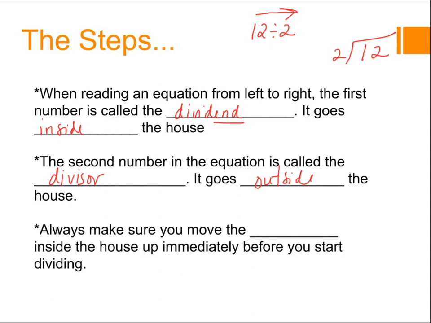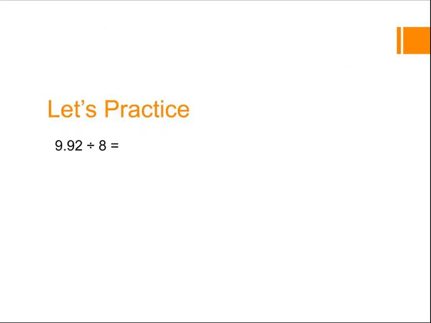When you begin your division, it's super important that you always move the decimal point that is inside of the house up into your quotient immediately before you start dividing. Neatness is really going to matter when it comes to this type of division. You're going to have to make sure that you are keeping things lined up in the right spot.